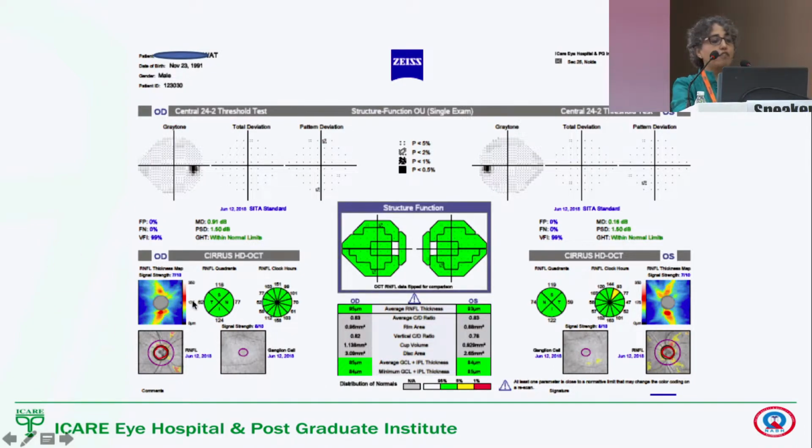It gives you the averages, and it gives you the field test report where you have the grayscale, you have the total and the pattern deviation plots, and then here what you see is it merges the two. It reverses the OCT values, it inverts it and puts it over the field test for you to correlate the structural loss to the functional loss and confirm if everything is fitting in.